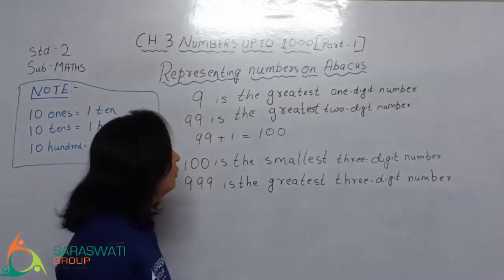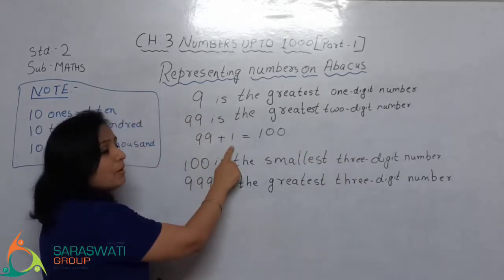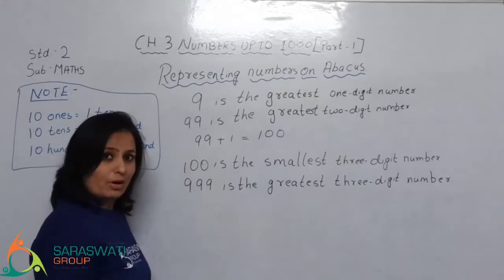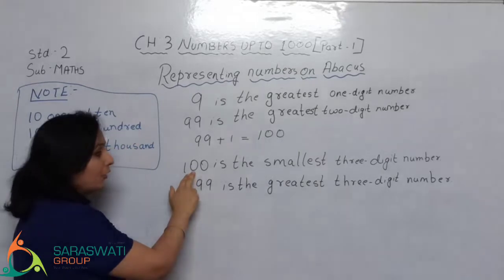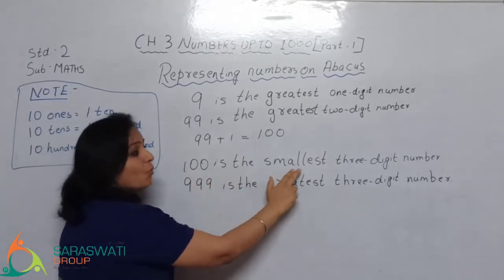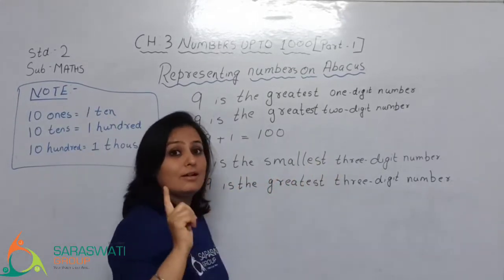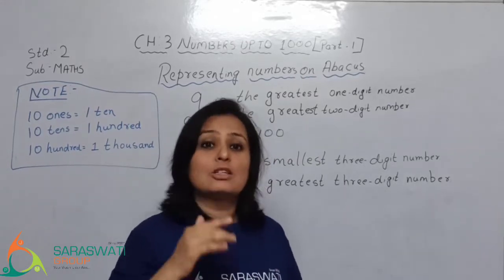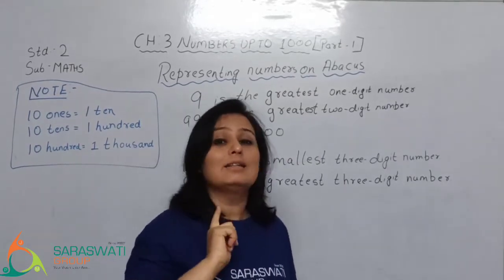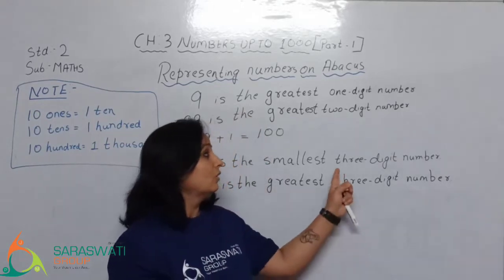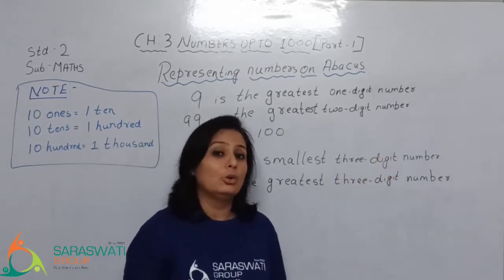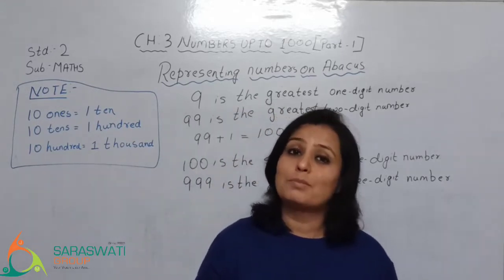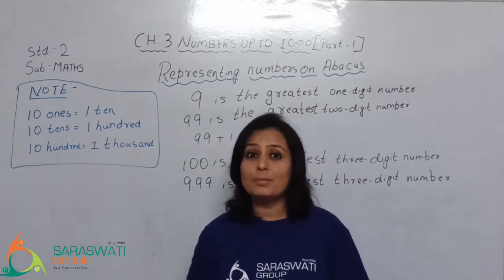Now look at the board. 99 plus 1, what will it give? 100, right? Now 100 is the smallest 3-digit number. Remember, 100 is the smallest, greatest नहीं, it is the smallest 3-digit number. क्योंकि 3-digit number start ही 100 से हो रहा है, तो क्या हुआ? सबसे छोटा कौन सा नंबर हुआ 3-digit में?